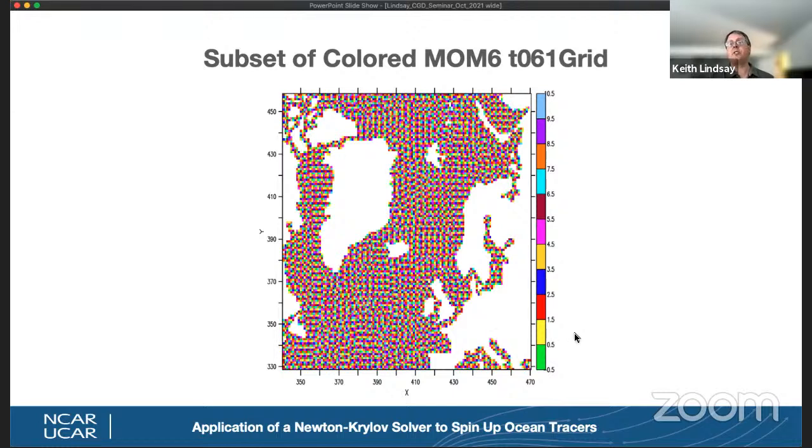Using tracer numbers 1 through 11. And there's a touch of irony that I'm showing this plot as a colorblind person. This is not actually a color blindness test, though it does kind of look like one.